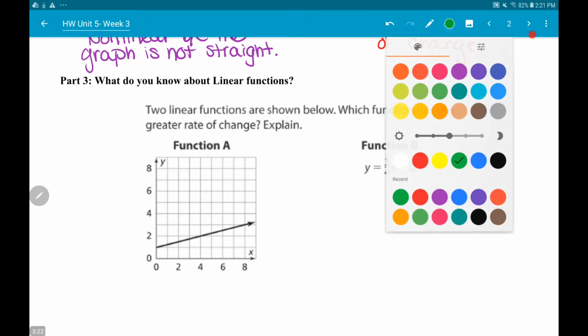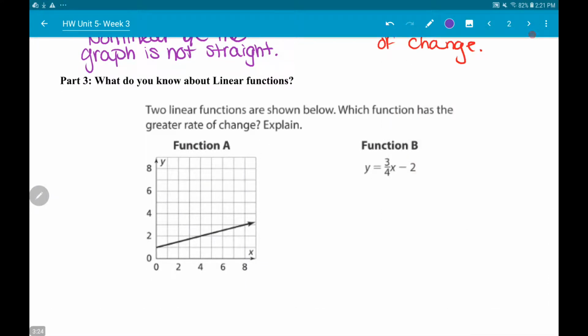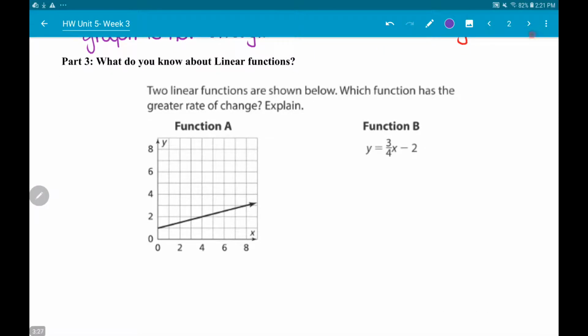All right, and then the last thing you need to know for this exam is now we're going to zoom into linear functions and we're going to compare some things. We're going to compare our rate of change and our initial values. So remember that the rate of change is the same thing as slope. And y-intercept is the same thing as saying initial value. So let's take a look at this question. 2 linear functions are shown below. Which function has a greater rate of change? So that means I first need to find the slopes for both of these. And then we're going to compare.